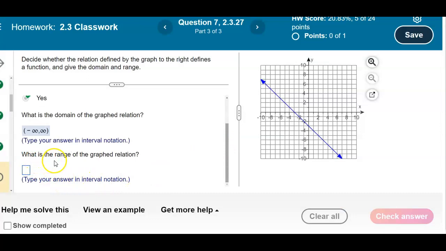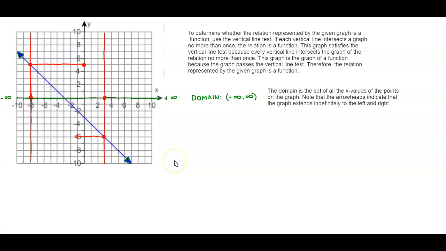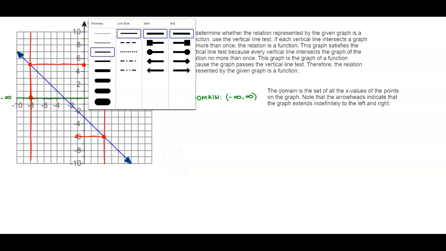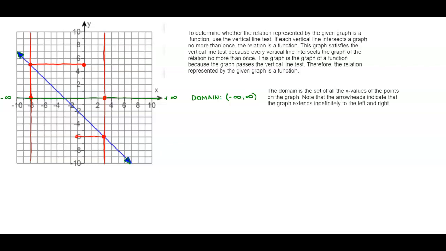Now the next question says, what is the range of the graph relation? So again, let's take a look at the graph. When we look at the range of this function, it's going to be all the y values. Here is the y-axis that represents all the y values. Down here, it's going towards negative infinity for y, and up here is positive infinity. Again, if we look at these arrows on the graph, it means it's continuing. So the range of this function is going to be the same as the domain, going from negative infinity to positive infinity.